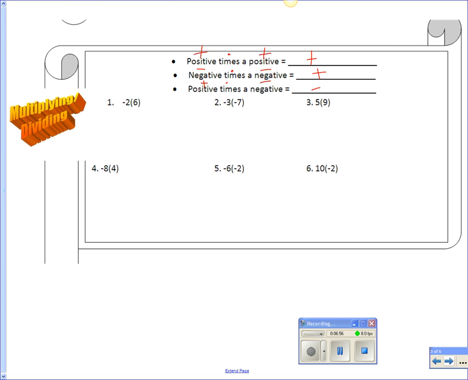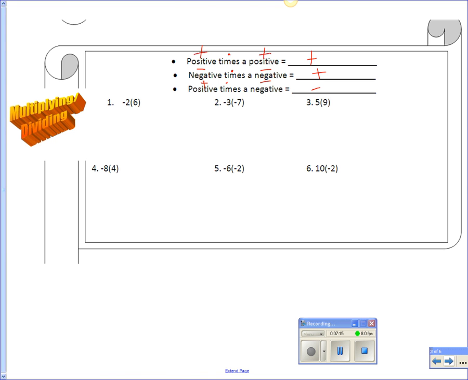So if the signs are the same, so a positive times a positive or a negative times a negative, if the signs are the same, you're going to end up with a positive. If they're different, you're going to end up with a negative. Okay? All right, so let's just kind of jump into these.